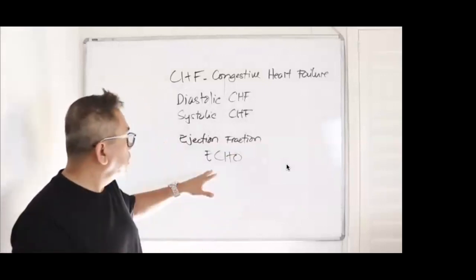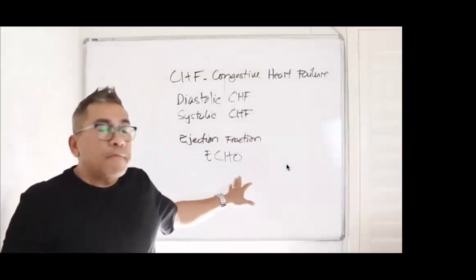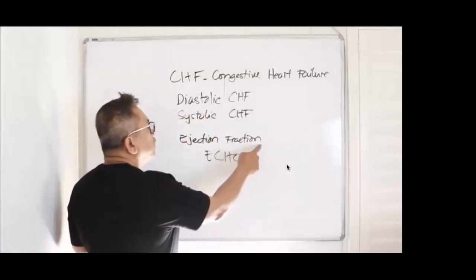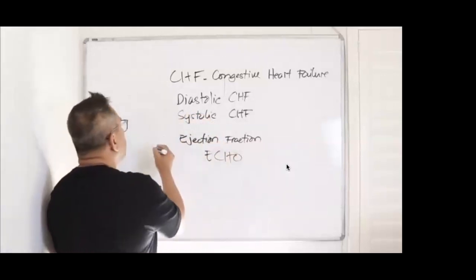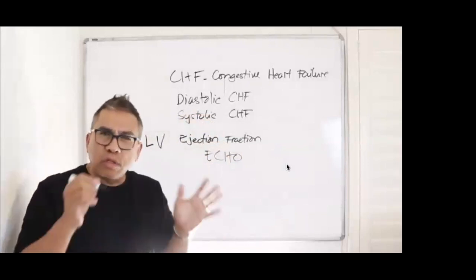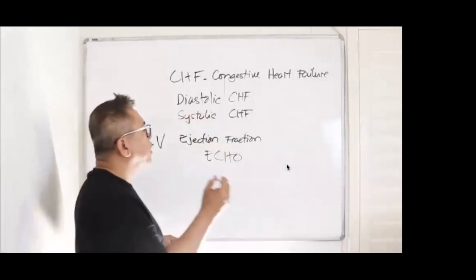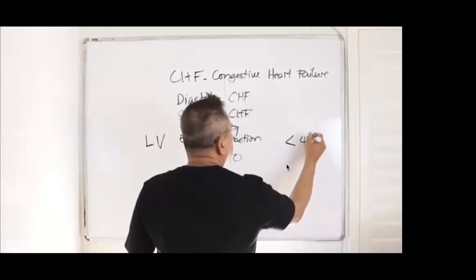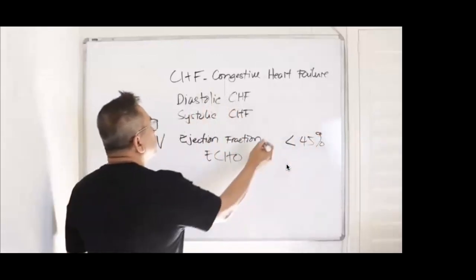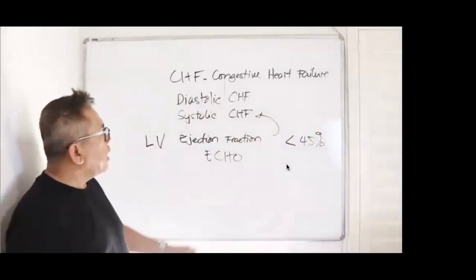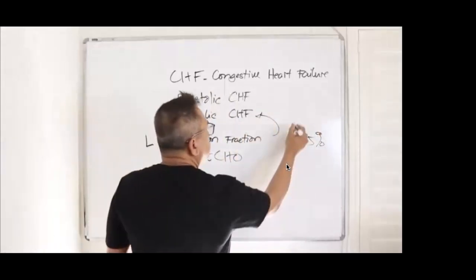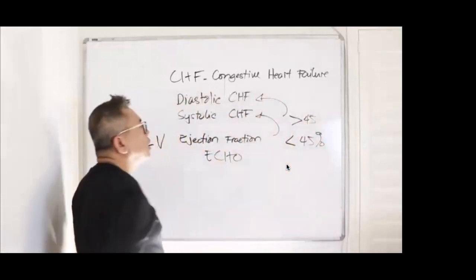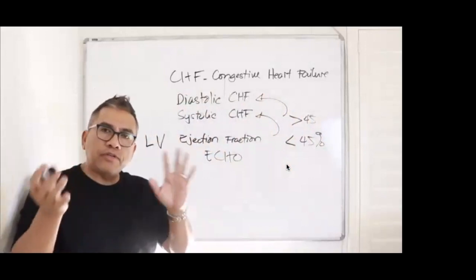This is the echo right here. Now they base the type of heart failure on the percentage of the ejection fraction of the left ventricle. If it's too low, below, I think, 45%, they call it systolic. If it's above 45%, they call it diastolic.